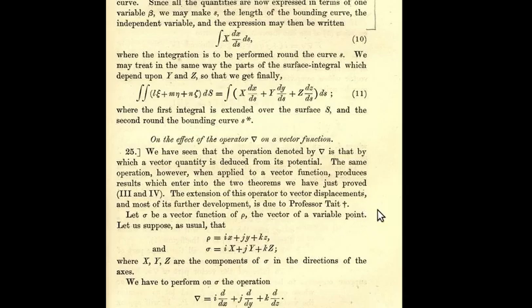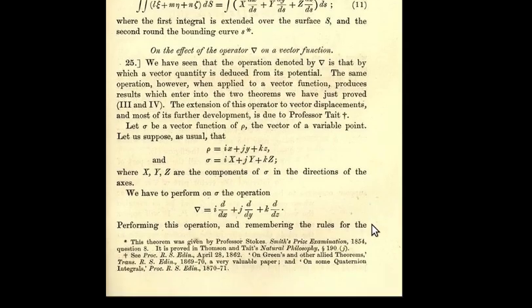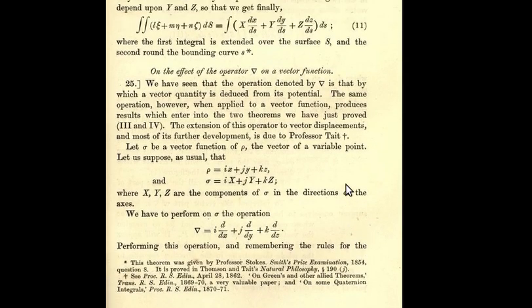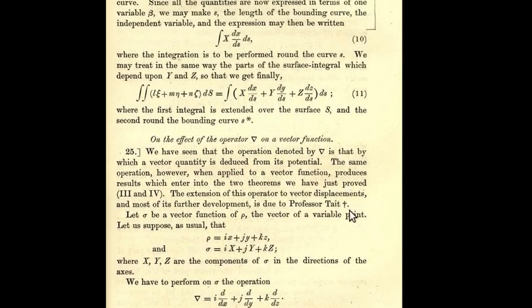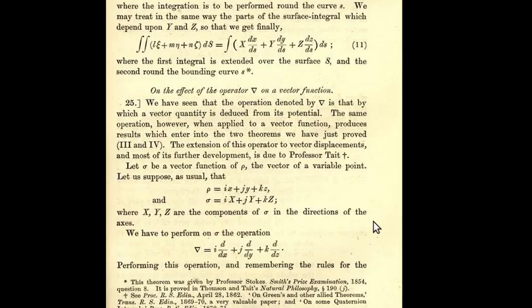On the effect of the operator del on a vector function. We have seen that the operation denoted by del is that by which a vector quantity is deduced from its potential. The same operation, however, when applied to a vector function, produces results which enter into the two theorems we have just proved, Theorem 3 and Theorem 4. The extension of this operator to vector displacements and most of its further development is due to Professor Tait.